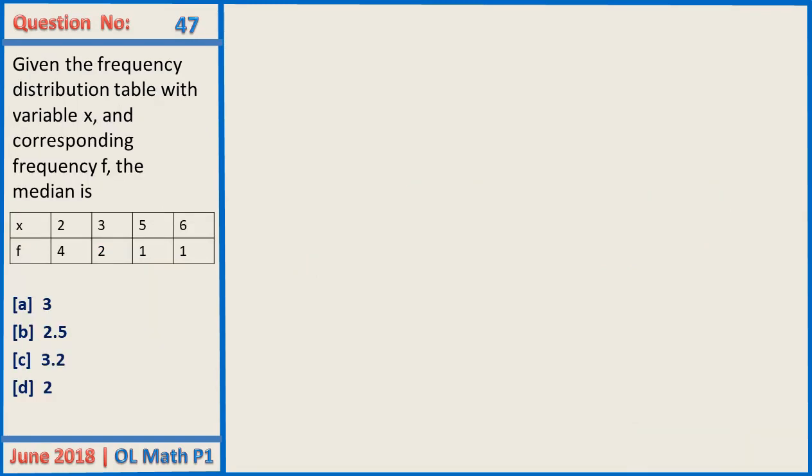Question 47. Given the frequency distribution table with variable x and corresponding frequency f, the median is. For a frequency distribution table, to obtain the median, we first of all have to look for the total frequency, which is 4 plus 2 plus 1 plus 1 is equal to 8. And here the median is between the 4th and the 5th positions, since we have an even number of scores. At the 4th position, we have 2, because 2 occurs 4 times: 2, 2, 2, 2. The 4th position is 2, and the 5th position is 3. So the median is 2 plus 3 divided by 2, giving us 2.5.